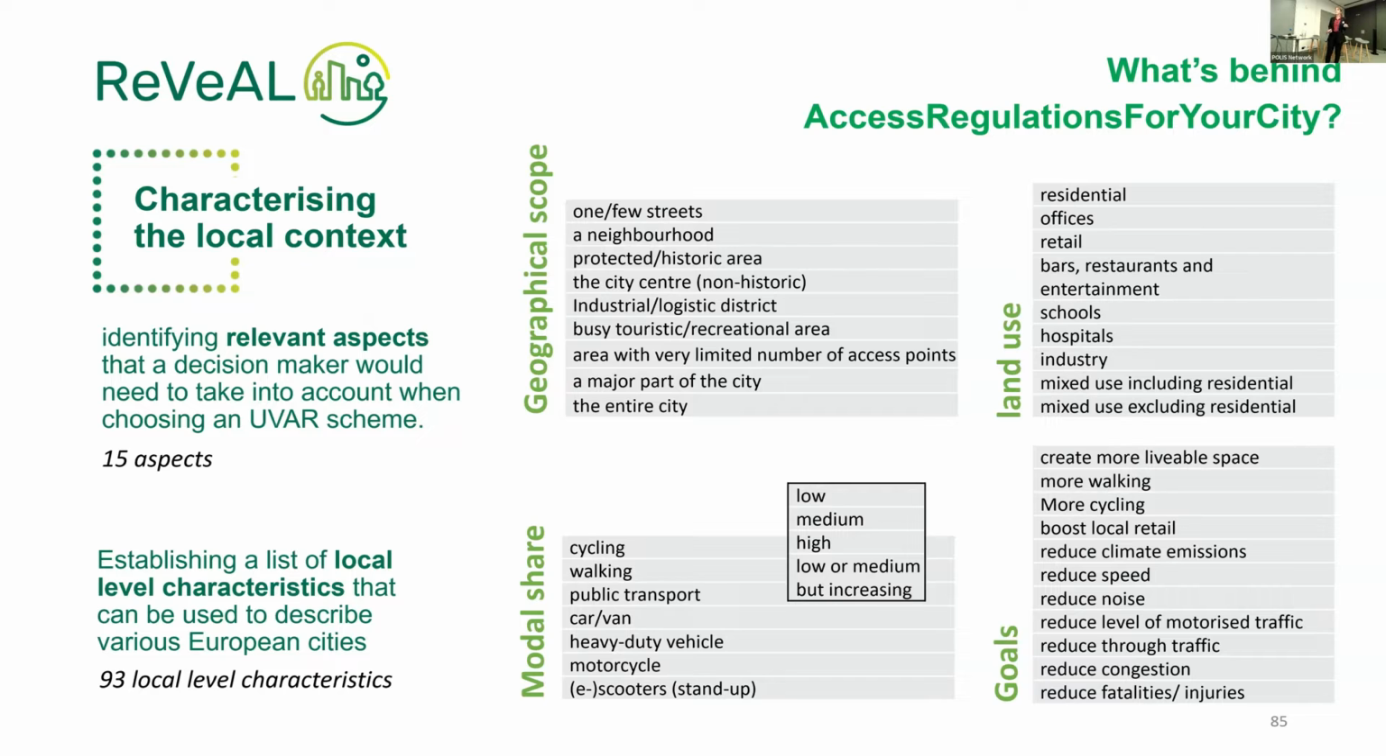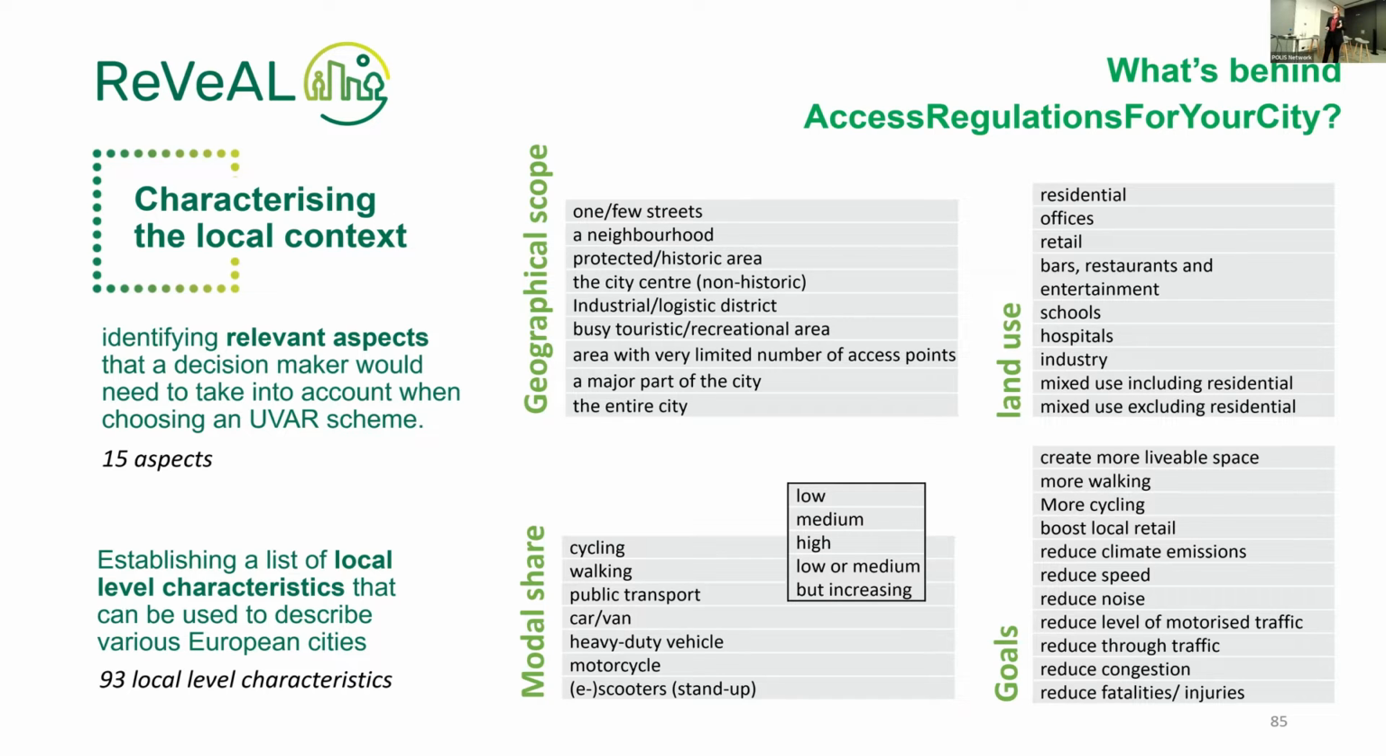So the first step would be the one of identifying which are the relevant aspects. We came up with 15 of them that a decision maker should take into account at the time of choosing a UVAR scheme. Those relevant aspects were split into different local level characteristics, we call it, which are the different characteristics that characterize the different European cities. I put here 4 examples, but there are many of them.